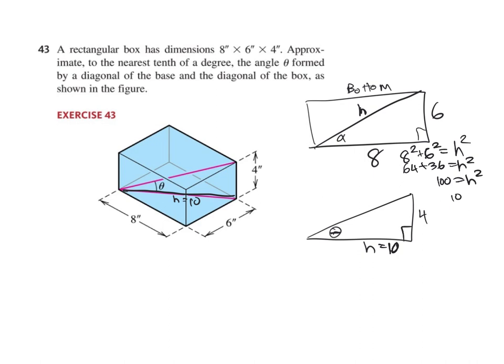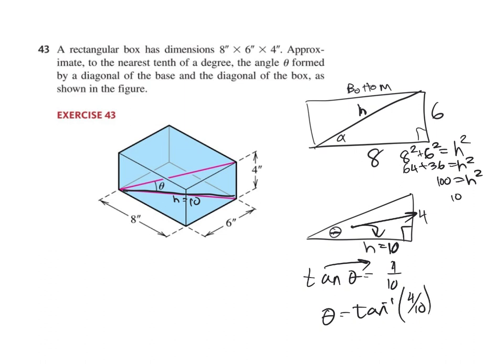So now we can figure out theta. It wants the degree of that diagonal. So that's the opposite leg over the adjacent. That's tangent of theta is equal to 4 over 10. So we're going to say theta is the arctangent of 4 divided by 10 on your calculator, or 0.4. So 0.4, take the arctangent of that, and you get 21.8 degrees.